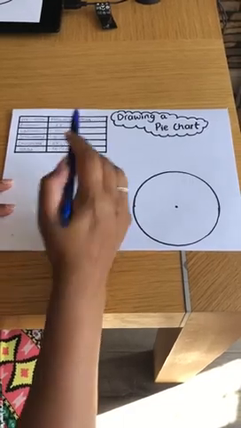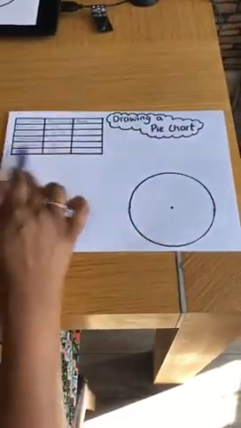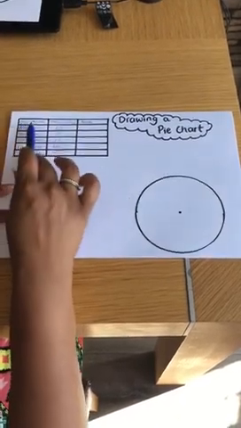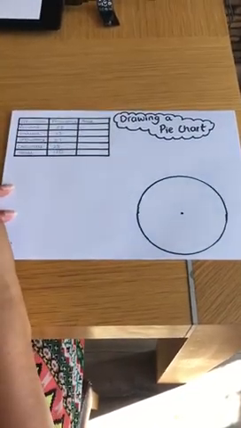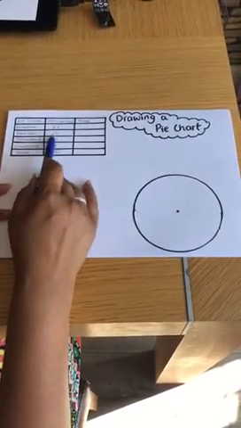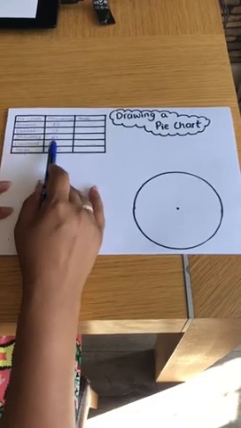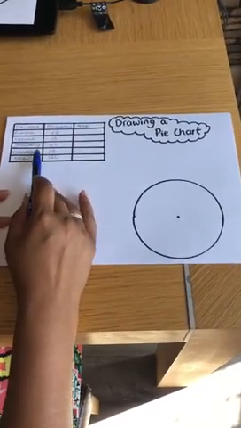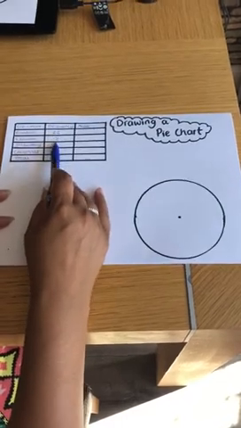Hi guys, today we will be drawing a pie chart from some given information. Now this table here represents a number of people that like different types of ice cream. So we've got 22 people that like banana, 13 people like vanilla, 57 people like strawberry and 28 people like chocolate. The first thing we need to do is add up the frequency.